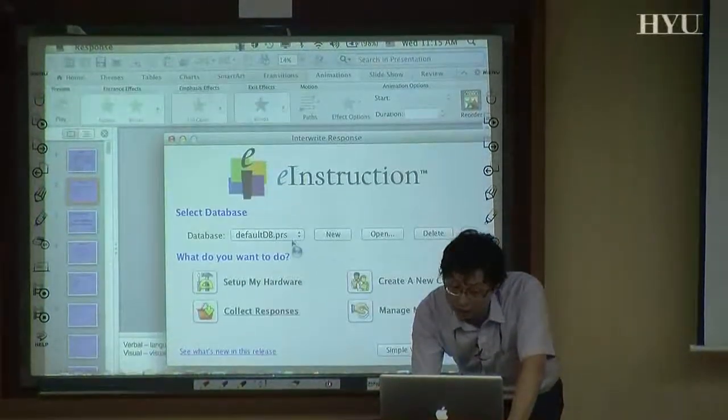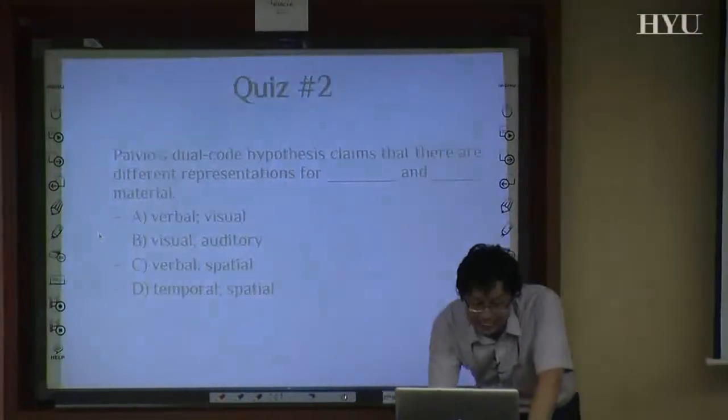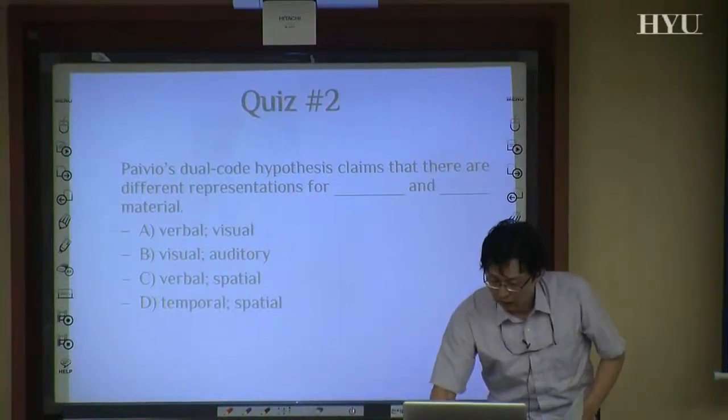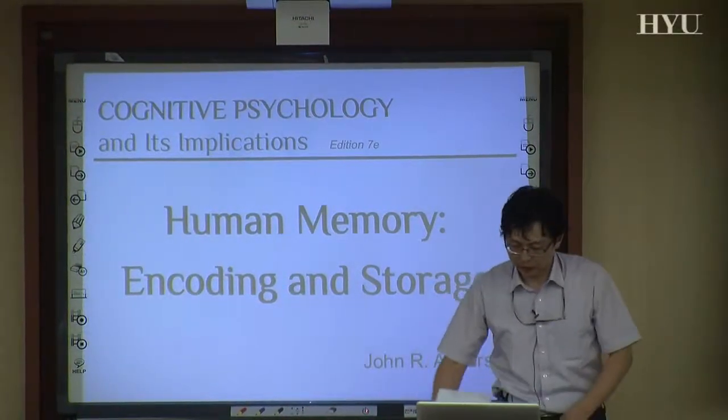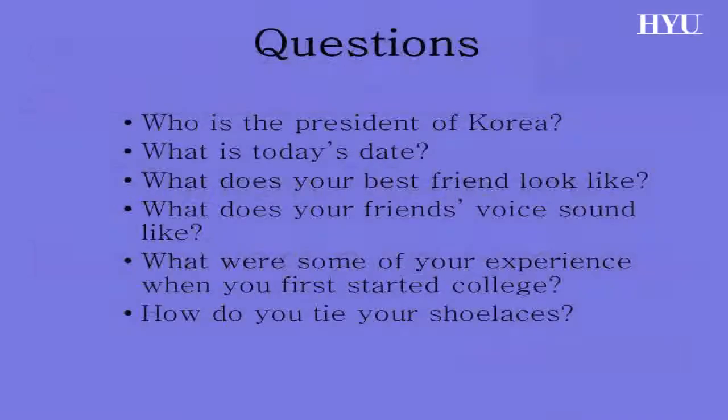But everything is theory. We don't know exactly how it works. So, human memory, encoding and storage. We can start from these questions. This one is not the quiz. So look at this slide. How do we know this information? How do we know these kinds of answers?